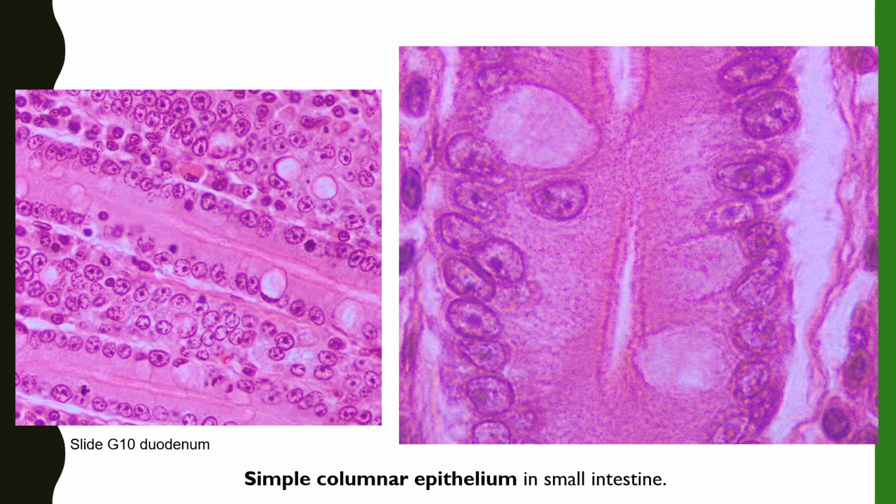As you can see in the left image, that is a lower magnification of the simple columnar epithelium in the small intestine, to be specific in the duodenum. But if you zoom the image, as you can see from the right image, it is a high magnification image of the simple columnar. There is one single cell in a column shape, long and tall column shapes. It is simple columnar epithelium because it is just one layer.